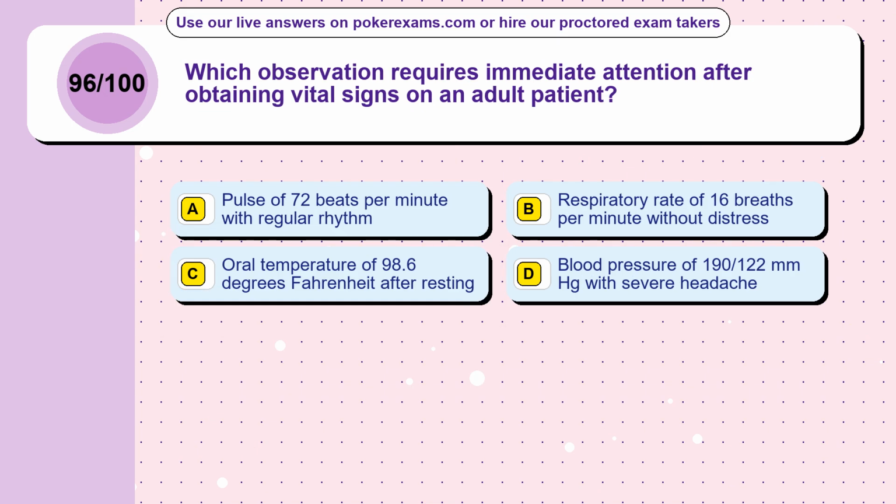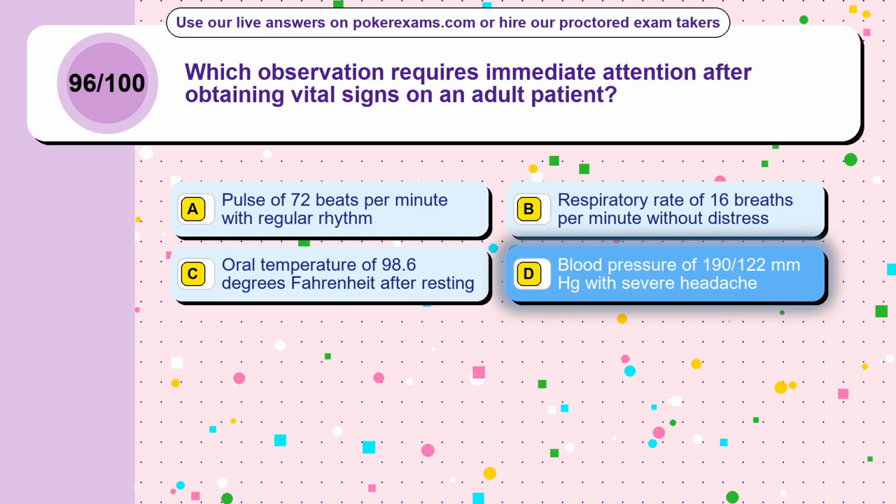Question 96. Which observation requires immediate attention after obtaining vital signs on an adult patient? Option A, pulse of 72 beats per minute with regular rhythm. Option B, respiratory rate of 16 breaths per minute without distress. Option C, oral temperature of 98.6 degrees Fahrenheit after resting. Option D, blood pressure of 190/122 mmHg with severe headache.